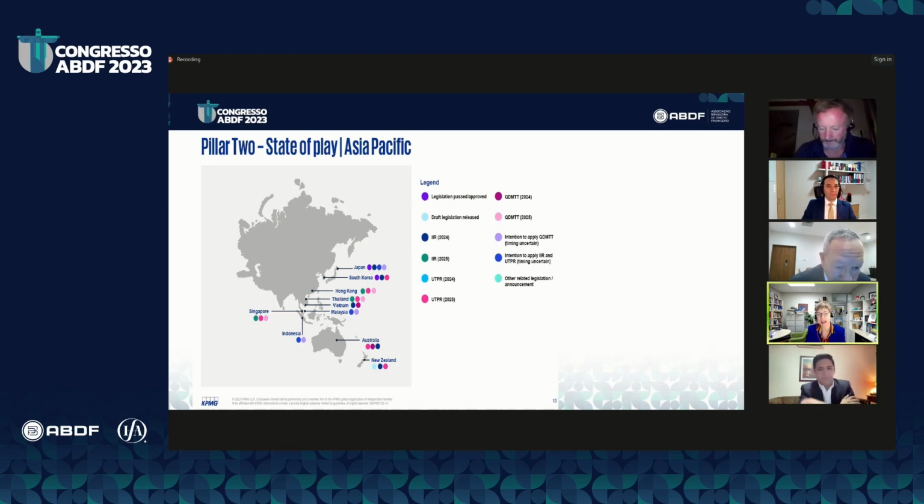It identifies a number of countries, Australia and New Zealand in the south, and then a number of countries in South and East Asia. Of course, OECD member states Japan and South Korea have been very early adopters of the two pillars. Certainly on Pillar 2, South Korea has already legislated to commence at the expected commencement time. Singapore is also very active.